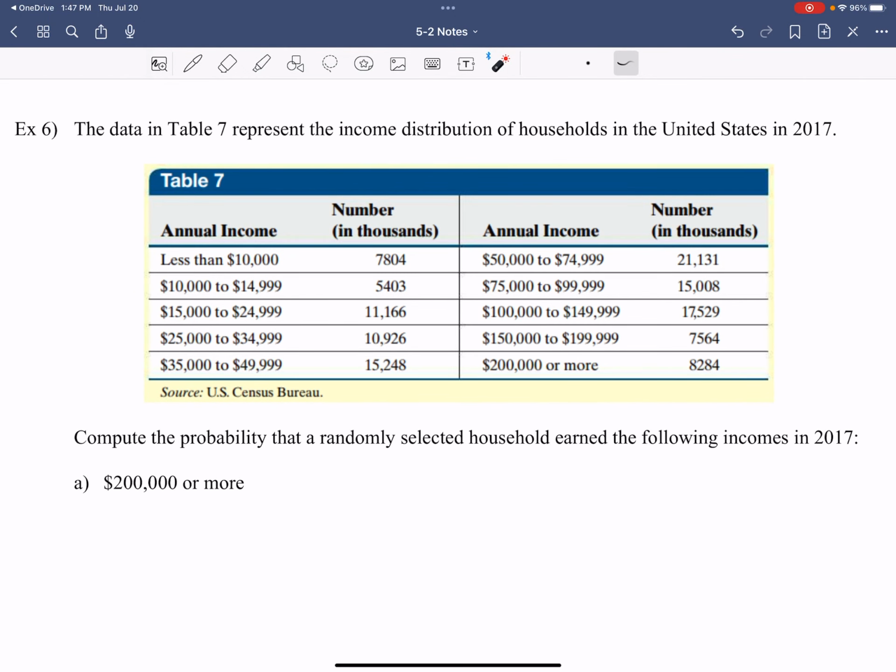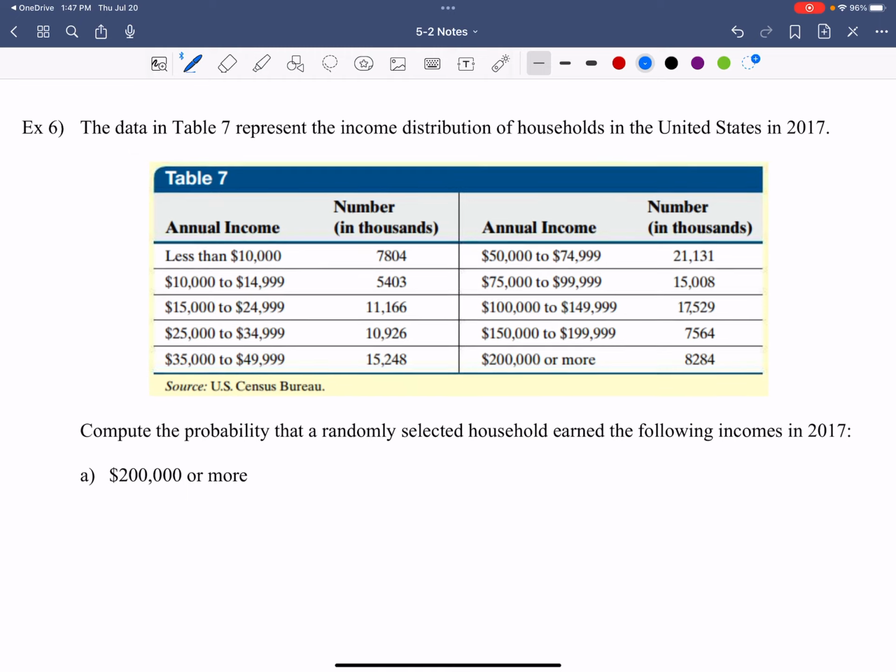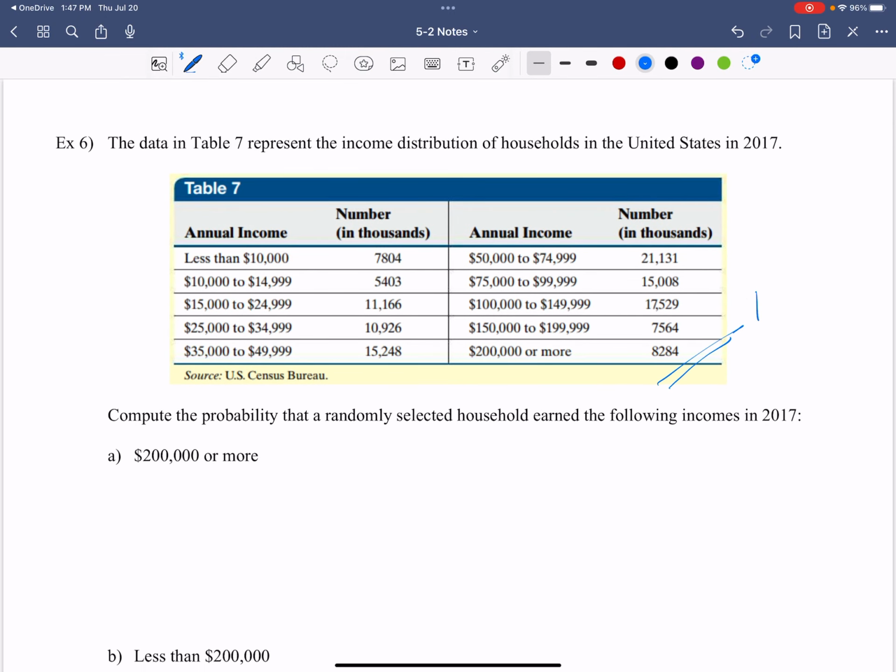All right, check it. So the data in Table 7 represent income distribution of households in the U.S. in 2017. Here they are. This is how many in thousands made this amount of money in the U.S. So what happens? Anytime you try to figure out a probability, it's part over whole, right? So I have to figure out how many total. So if I add all of these up, and I get a total, like both columns, everything, the whole total, how much you get out of that?